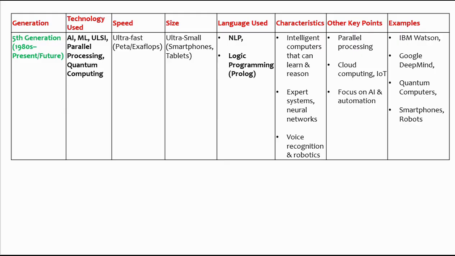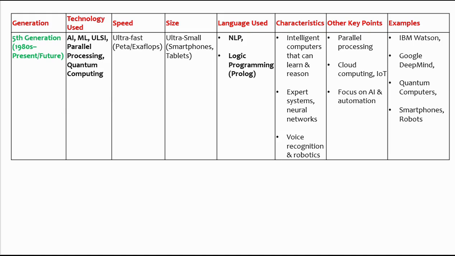Fifth generation computers also use parallel processing, where multiple processors work together to perform tasks faster, and use quantum computing, which uses quantum particles to perform calculations at unimaginable speeds. Now these are measured in petaflops and exaflops. Here flops are nothing but FLOPS, which stands for floating point operations per second.